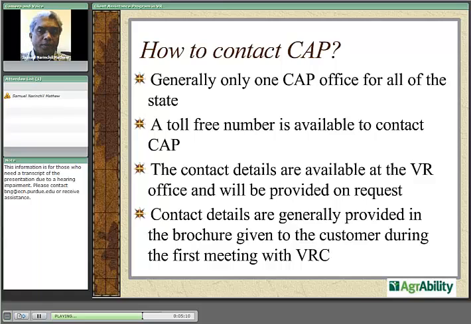How to contact CAP? There is generally only one CAP office for the whole state, and it works as an independent agency. A toll-free number is available to the CAP office. Call the CAP office. If the information is not available through the brochure given to the customer during the first appointment with the VRC, the details can be requested from the VR office and they will provide that to the customer.